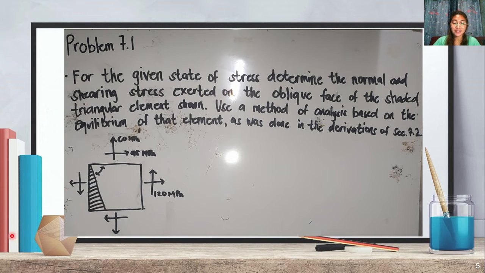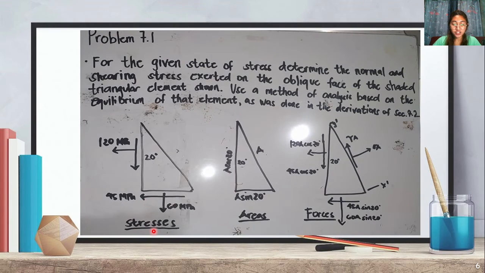normal and shearing stress. So these are the stresses, areas, and forces from that given figure. For the stresses, we have 120 megapascal, 45 megapascal, and 60 megapascal, with an angle of 20 degrees. For our areas, we have A cosine 20 degrees and A sine 20 degrees. For our forces, we have 120A cosine of 20 degrees, 45A cosine of 20 degrees, 45A sine of 20 degrees, and 60A sine of 20 degrees. So these are the FBD for our stresses, areas, and forces.